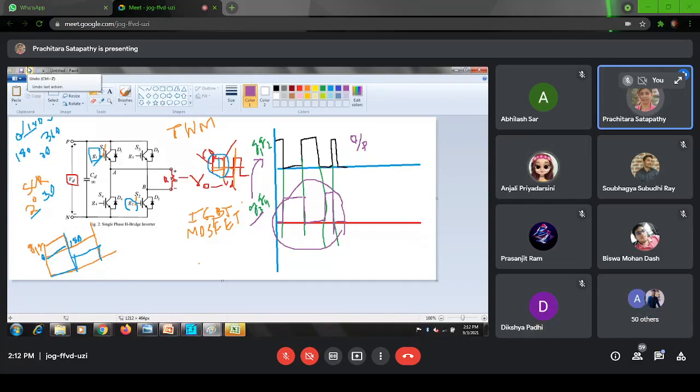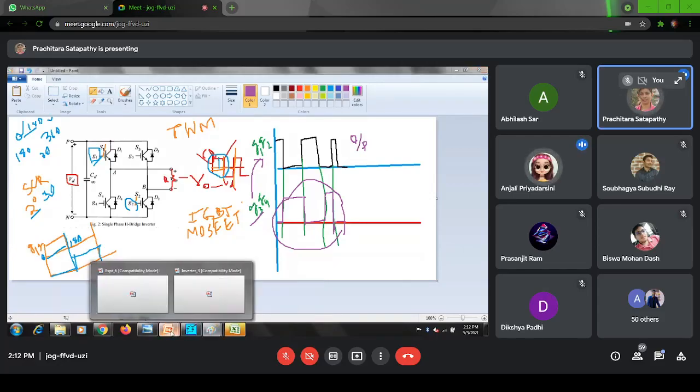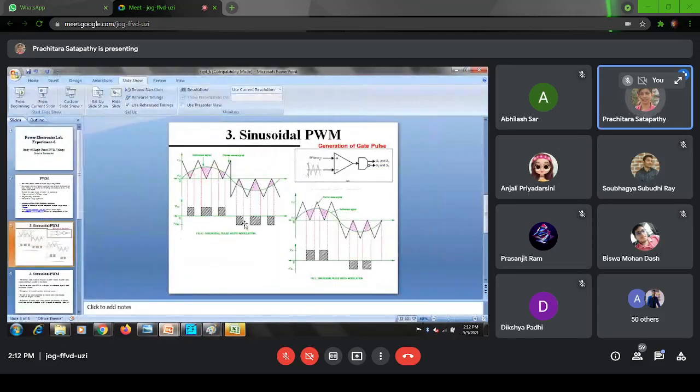I am asking whether G3 and G4 are related to G1 or G2 or not. Yes, ma'am. So I know G1 and G2 because that is the output of the comparator. This gate pulse is for G1 and G2. Then how to calculate G3 and G4?